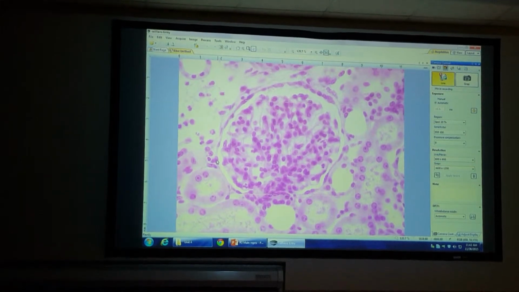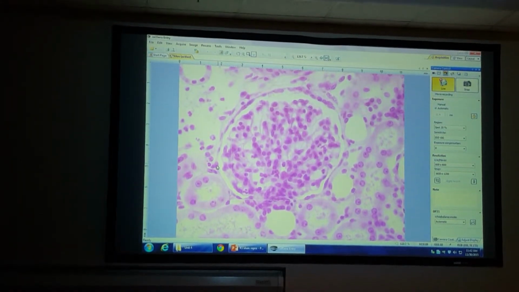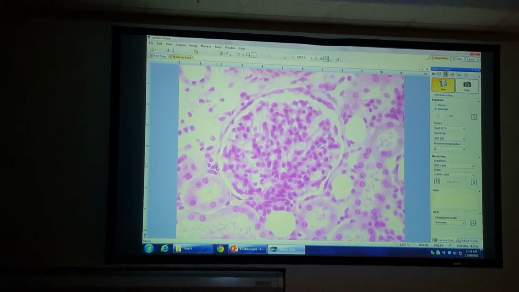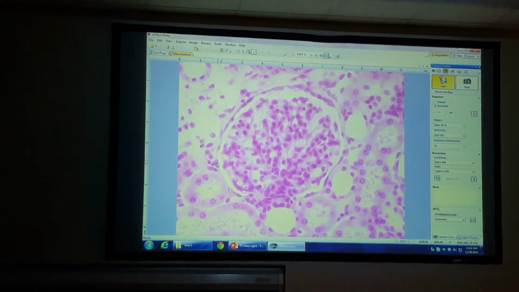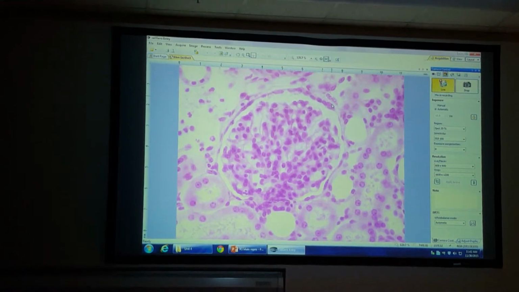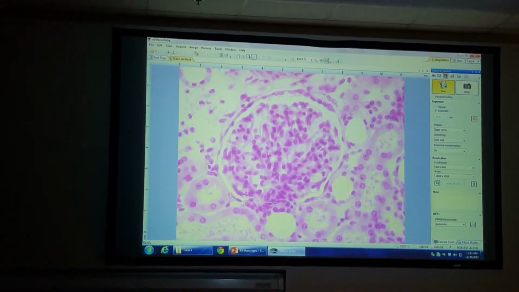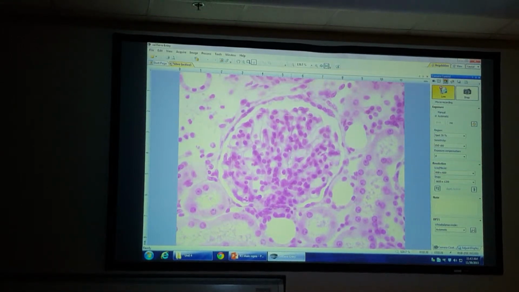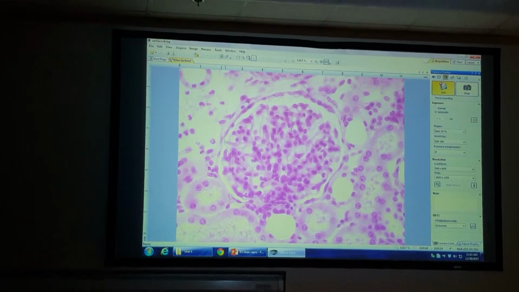I'm still hearing vocabulary issues as I'm wandering around. A renal corpuscle is made of a glomerulus and a glomerular capsule, right? So they are not interchangeable terms. The entire renal corpuscle goes from here all the way across here. Renal corpuscle is a combination of the glomerulus in here and the glomerular capsule, which would be out here.